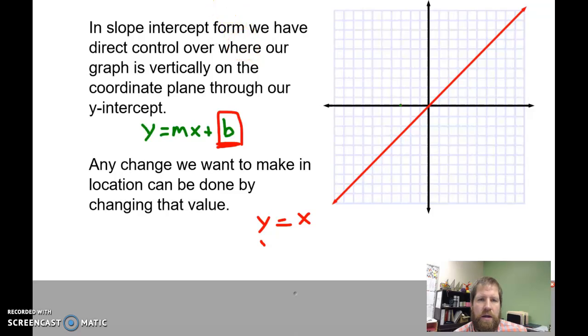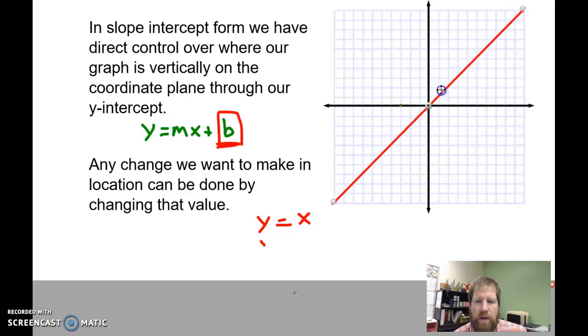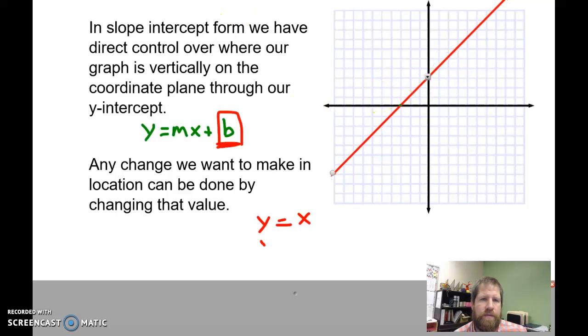I could just grab it and move it this way and say, there we go, I got it, done. But it's harder to think about it like that because we don't have direct control. Whereas if I say, how much do I have to move it up to get there? It looks like 3 up. Then that's just going to be a really straightforward change from y equals x to y equals x plus 3, because the whole graph shifted up 3.